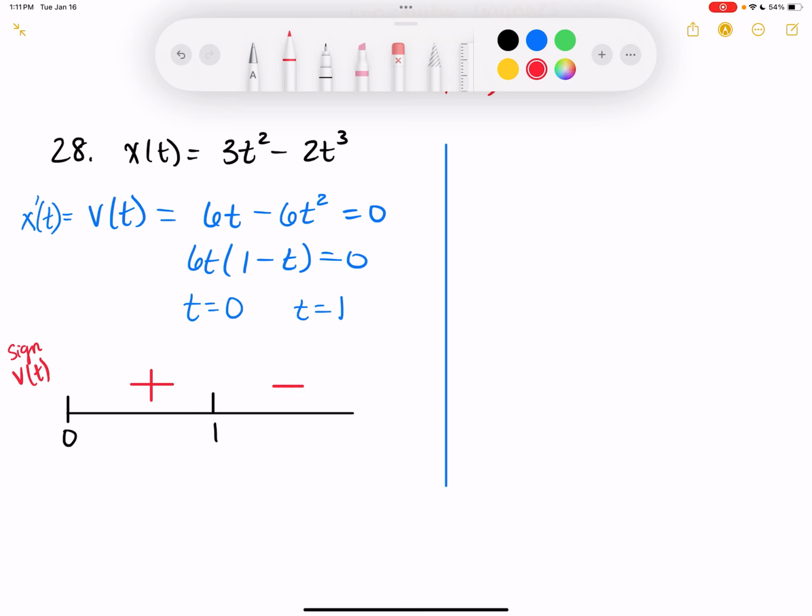All right, so positive is increasing. So it would be increasing, and it would be moving to the right. This is exactly as you would think it would be. Negative is decreasing, and it would be moving left.